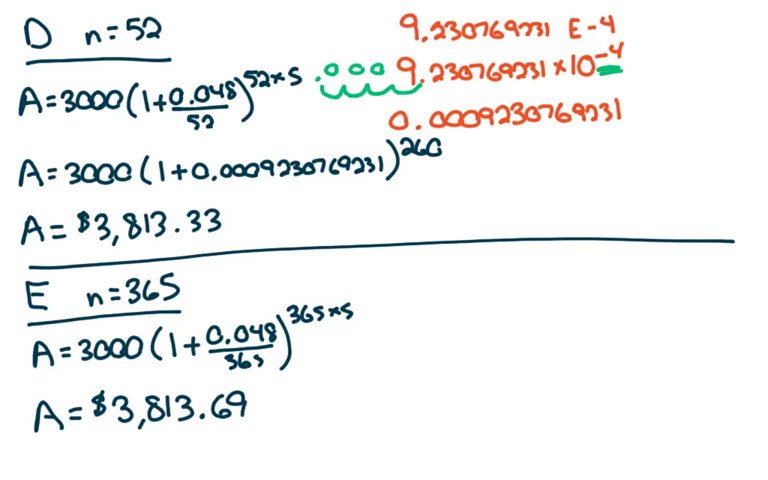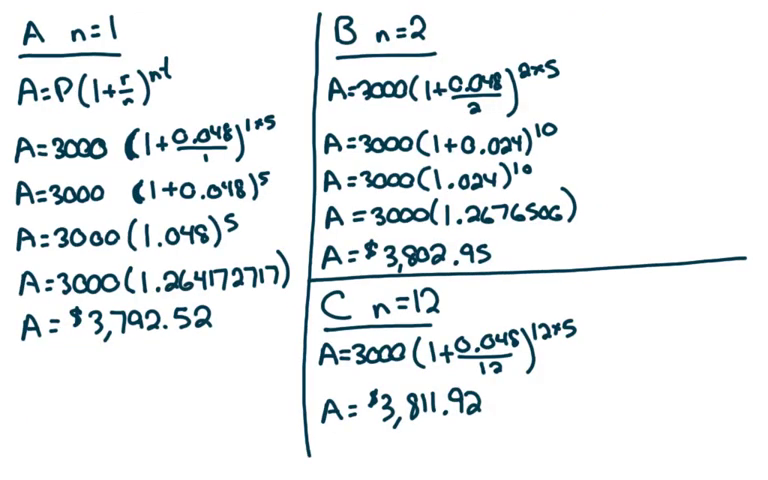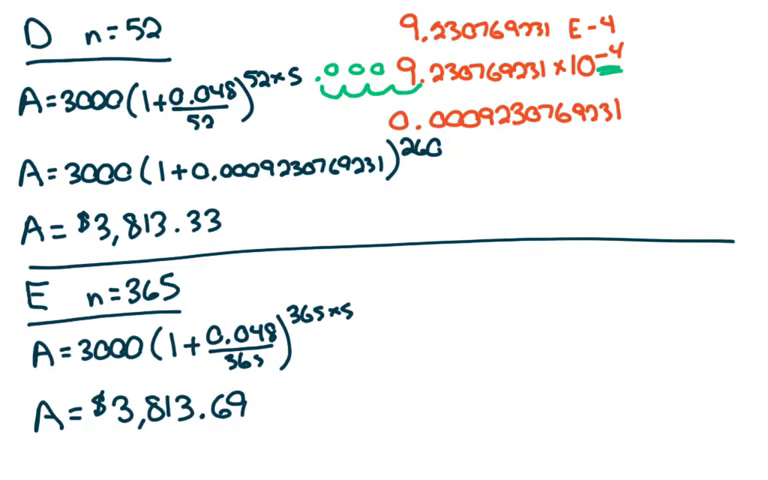So the compounding period does significantly affect the amount of interest earned. We go from a low of $3,792 at compounded annually to $3,813 compounded daily. It's only a $20 swing in this case because $3,000 is a relatively small amount of money and 5 years is a small amount of time. But as the amount goes up and the time goes up, that compounding period definitely does make a difference in the amount of interest.